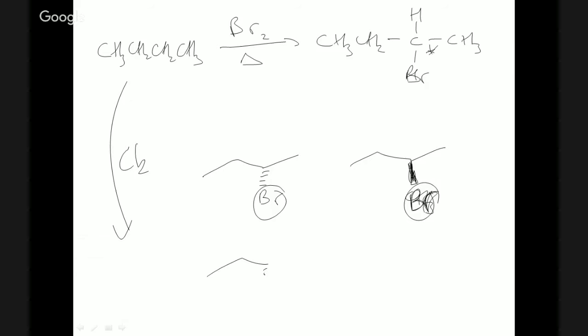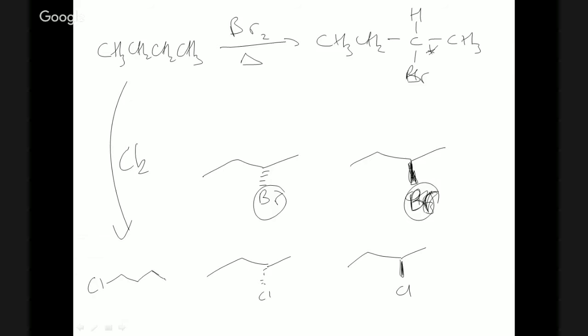Let's just draw them. Just like the bromine, you get the racemic mixture, but what else would you get? You would get this. So you actually get 3 products. Okay. Chlorobutane.